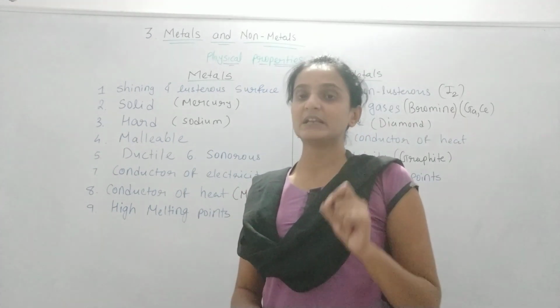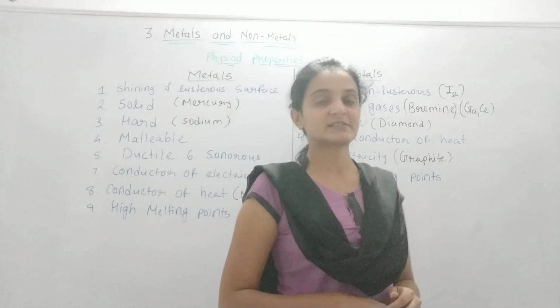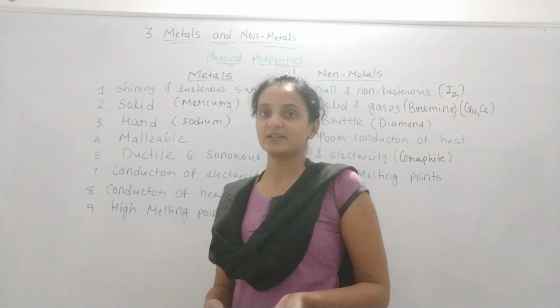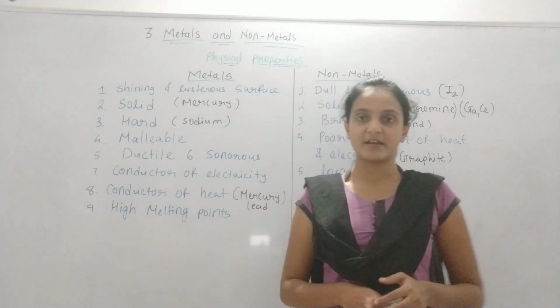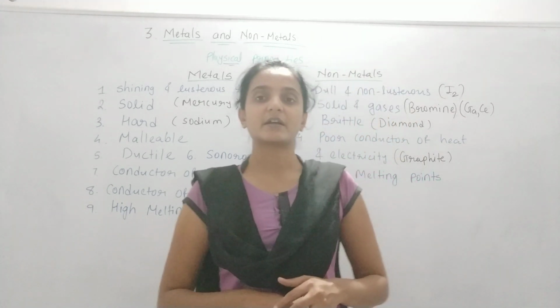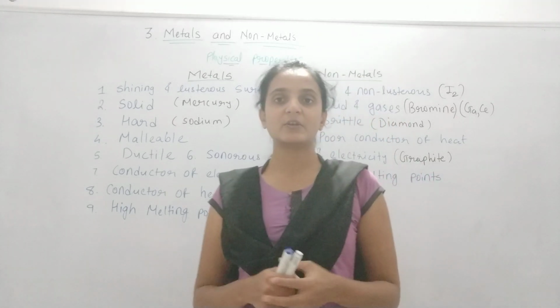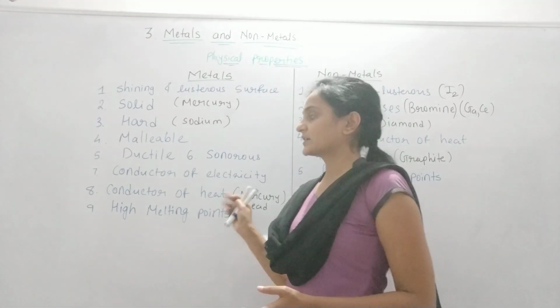Now next, all metals are very good conductors of electricity, and the best conductor of electricity is silver. But we still use copper in conducting wire because silver is a precious metal, and for that reason we do not use silver for conducting wire, but use copper to conduct electricity. So generally all metals are very good conductors of electricity. Then next is conductor of heat.